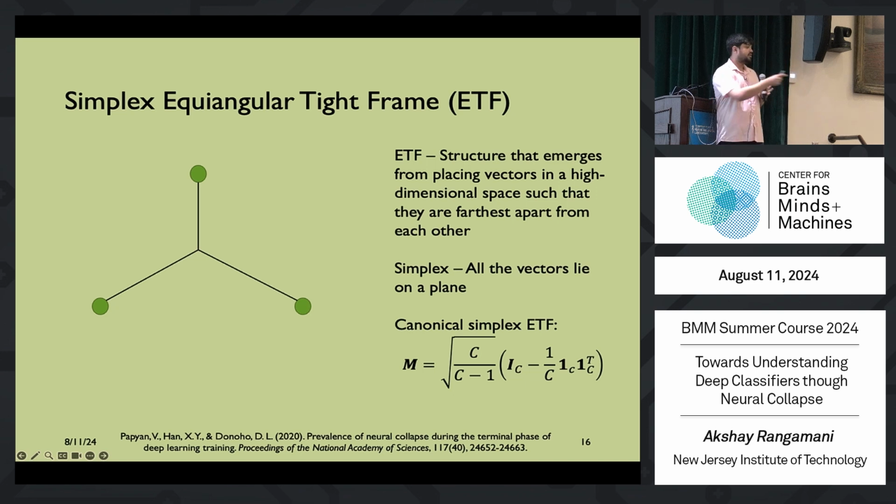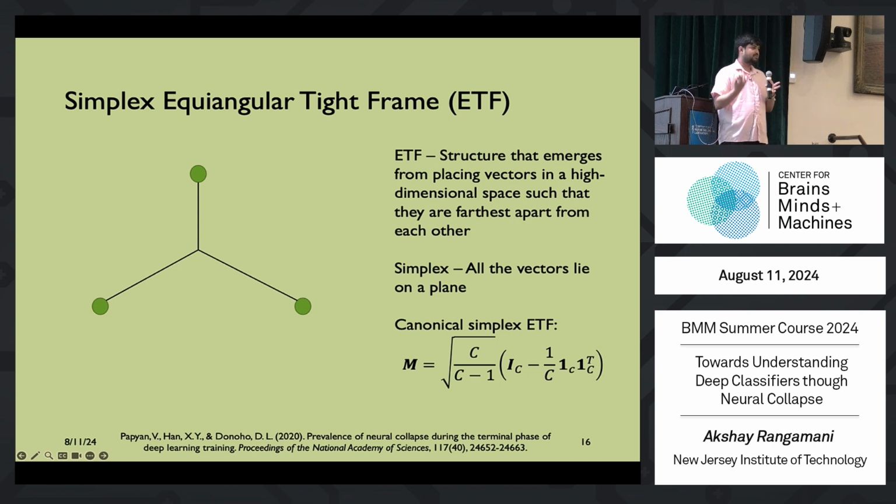So having defined, yeah, this is a matrix, right? Yeah, this is a matrix. So what does the matrix define? I'll tell you what the matrix defines once we get into the definitions of neural collapse. So just keep this in mind.